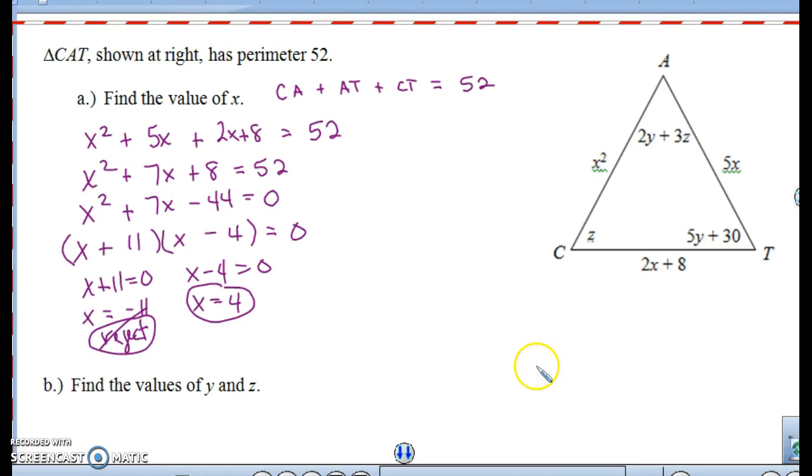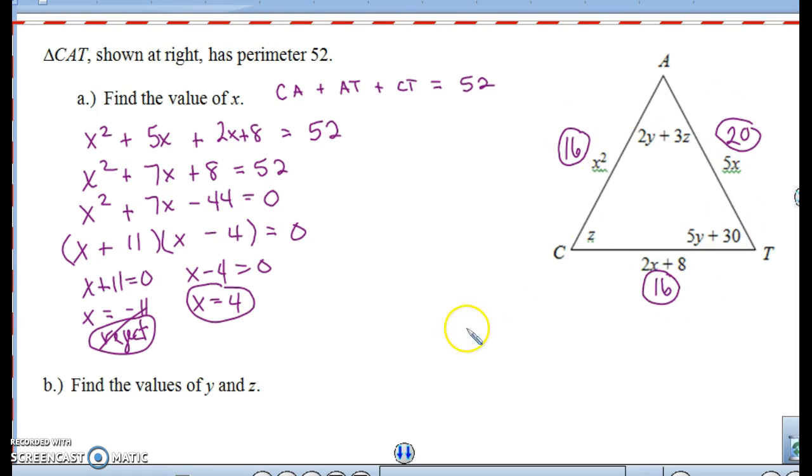Alright, so if we know that x is equal to 4, we want to find the values of y and z. Well, y and z are angles of the triangle. So in order to know about the angles of a triangle, we have to know about the sides. So the first thing I'm going to do is figure out the length of the sides based on what I just found x to be. So AC right here is 4 squared, which is 16. This side is 5 times 4, which is 20. And this side is 2 times 4, which is 8, plus 8 is 16.